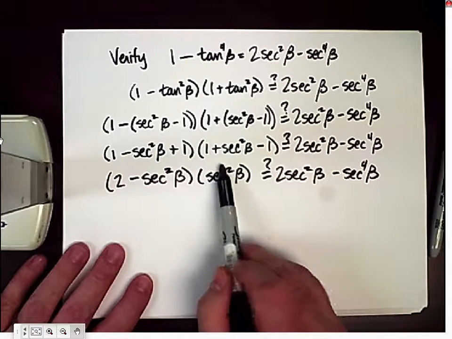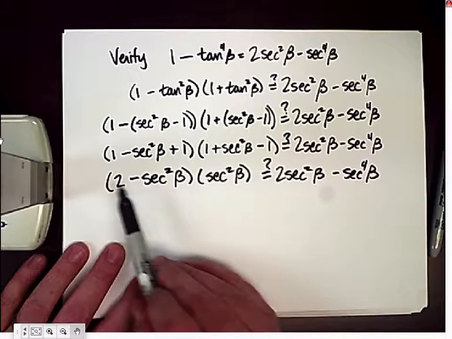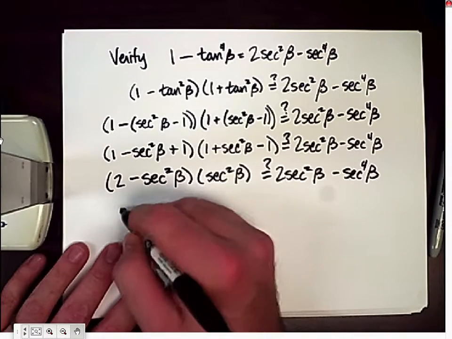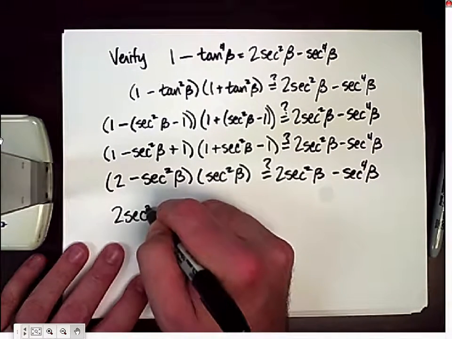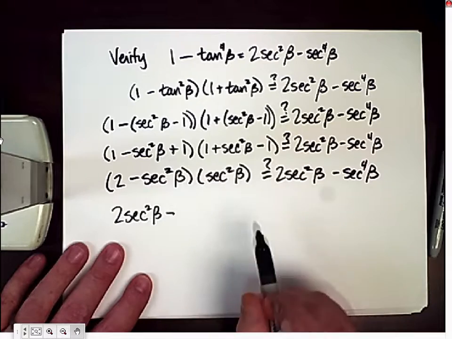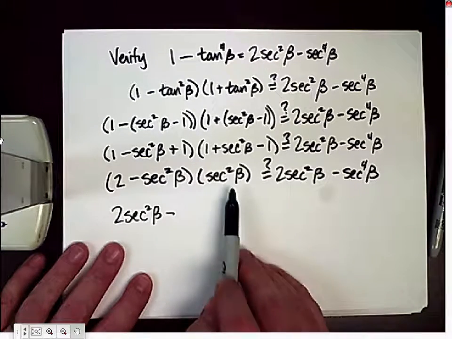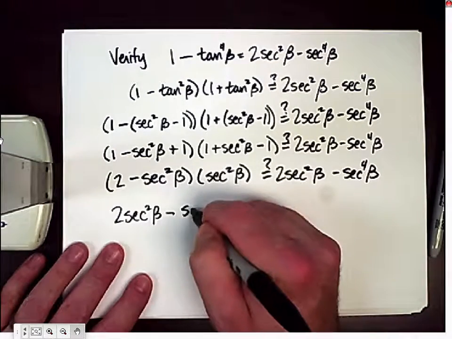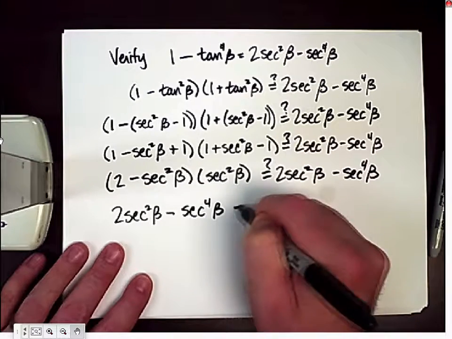Then you can just distribute. 2 times secant squared beta is 2 secant squared beta. Minus, what's secant squared beta times secant squared beta? Secant to the 4th beta, and there you have it.